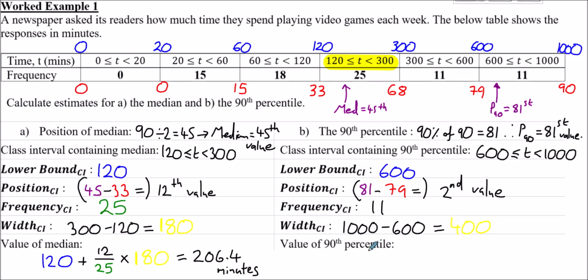We can now calculate the estimated value of the 90th percentile. We start where the interval starts, so we're going to start with 600, and we're going to add on, because this one's the second out of 11 in this class, 2 elevenths of 400.